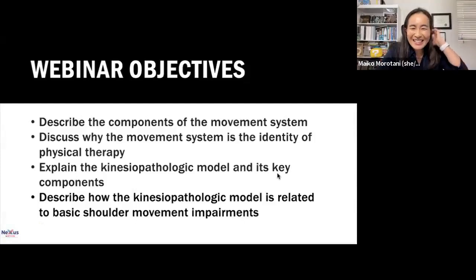And we're going to discuss why the movement system is, in fact, the identity of physical therapy, explain the kinesiopathologic model, what some of the key components are that make up this theoretic construct, and define how the kinesiopathologic model is related to a lot of these basic shoulder movement impairments that we see in the clinic.